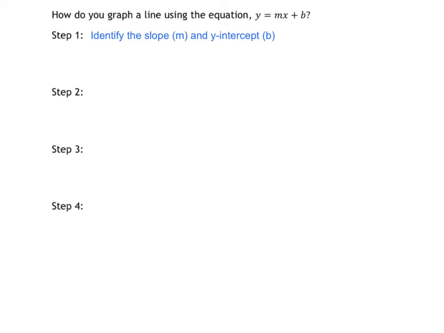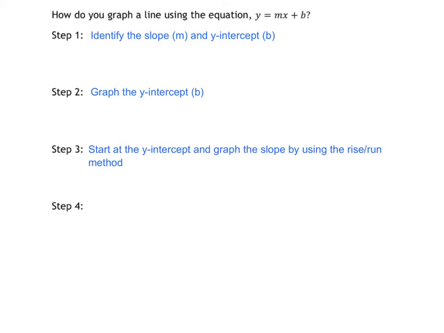Step 2, you want to graph the y-intercept, which is our b. Step 3, you're going to start at the y-intercept and graph the slope by using the rise over run method.